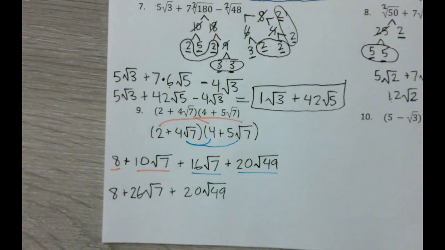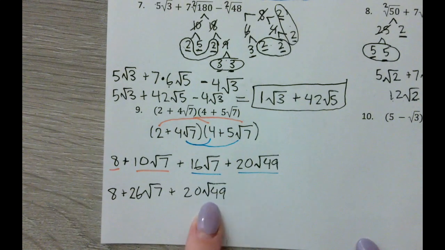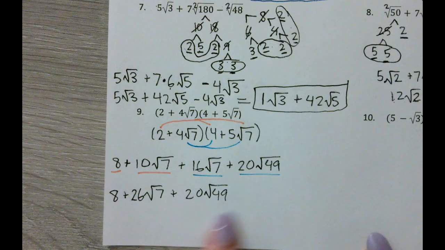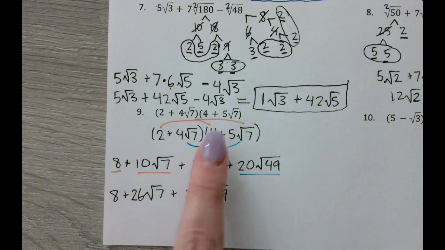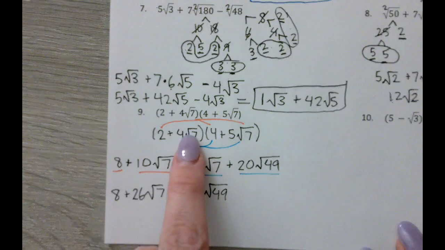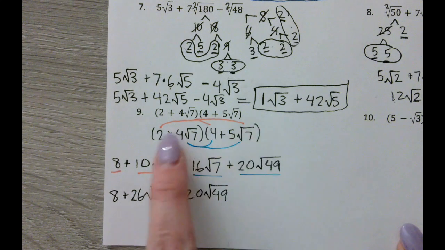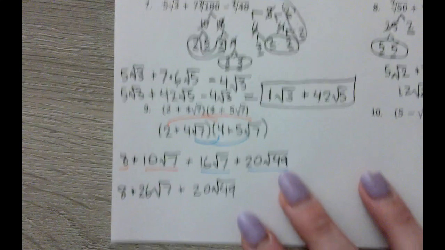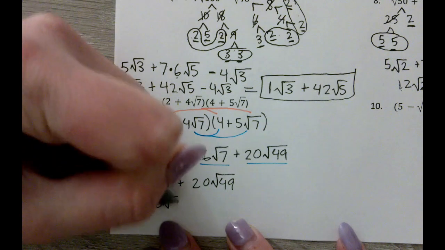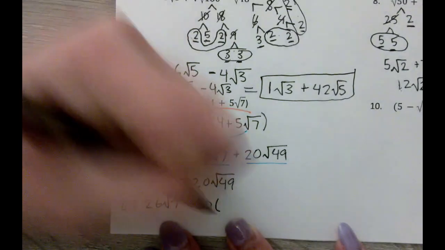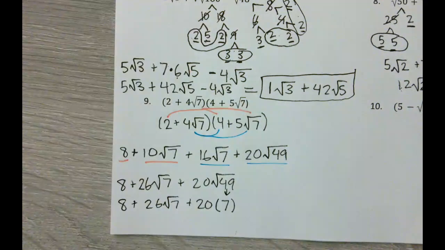There's one more thing you can do here. Hopefully you noticed that the square root of 49 is a perfect square. The square root of 49 is just 7. So another way to go about this, just be careful with it. If you multiply the same radical by itself, you're basically getting rid of the square root. So it's just going to become a 7, is what I'm getting at. So 8 plus 26 square root of 7 plus 20, and then now instead of 49 under the radical, I'm just going to write 7.